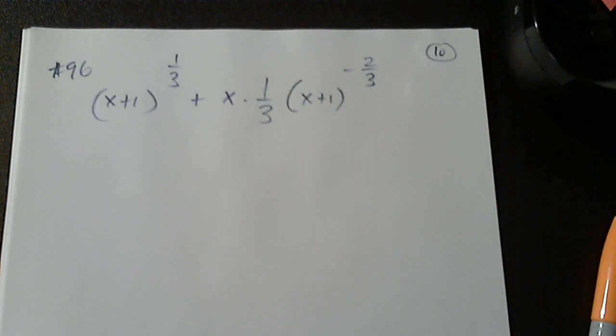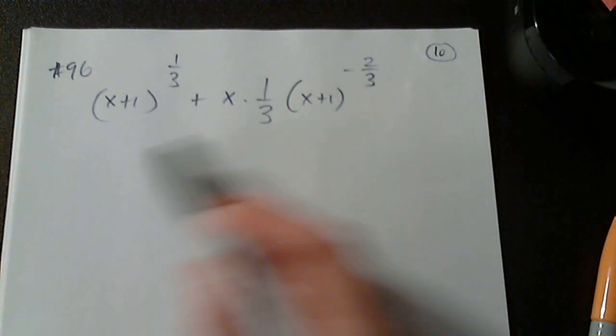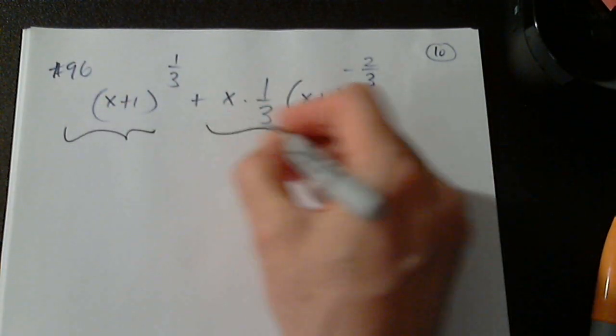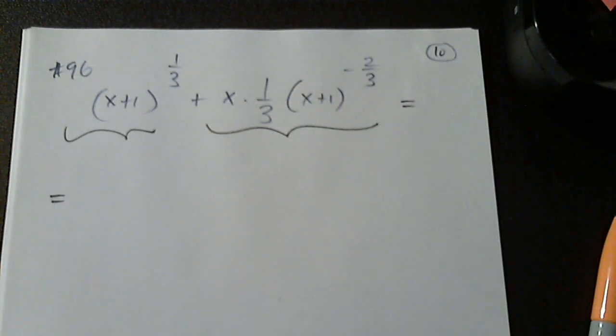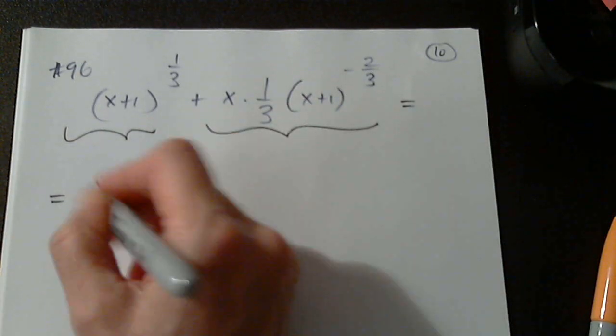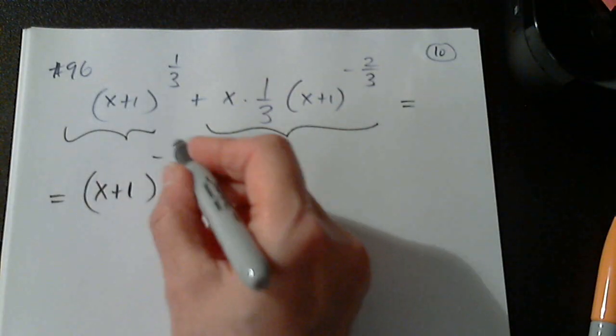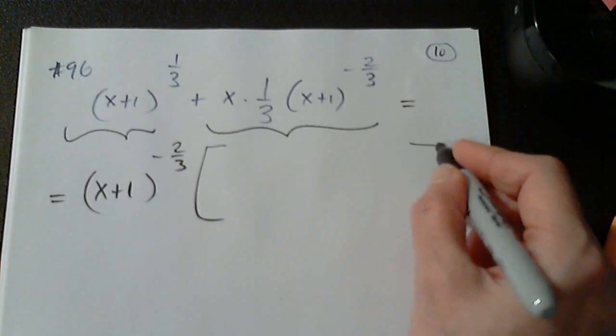Good. So remember, in this particular case, there is nothing I have to rearrange or anything, and I realize that there are two terms. What do they have in common? X plus 1? Yes. And now we have to decide which power. And the answer is always the smallest of the two. Negative 2/3. Excellent. Then we open brackets.